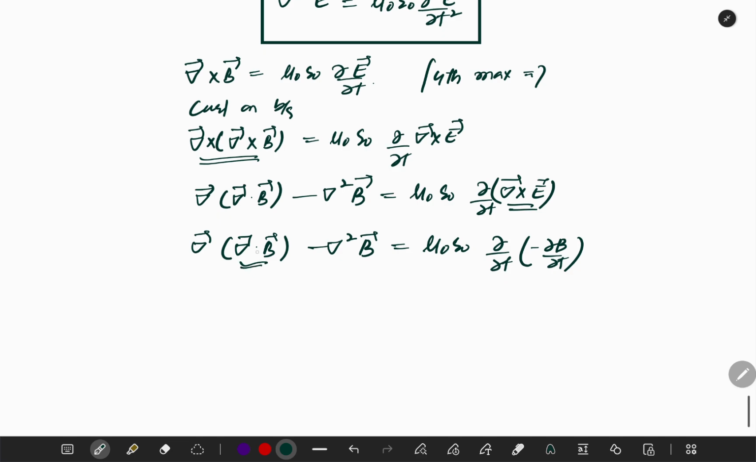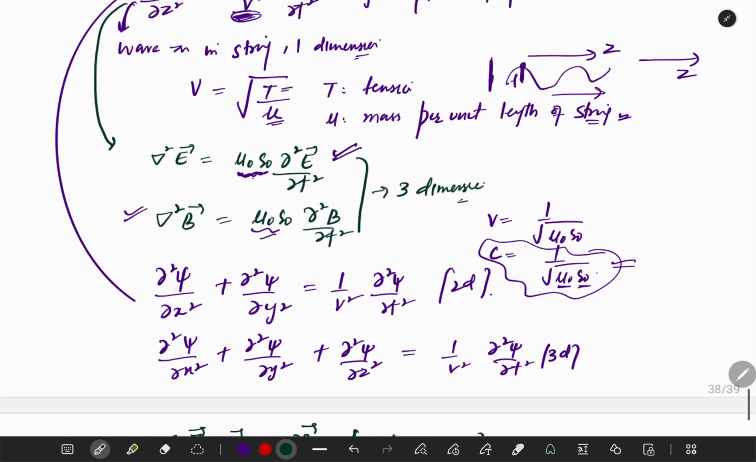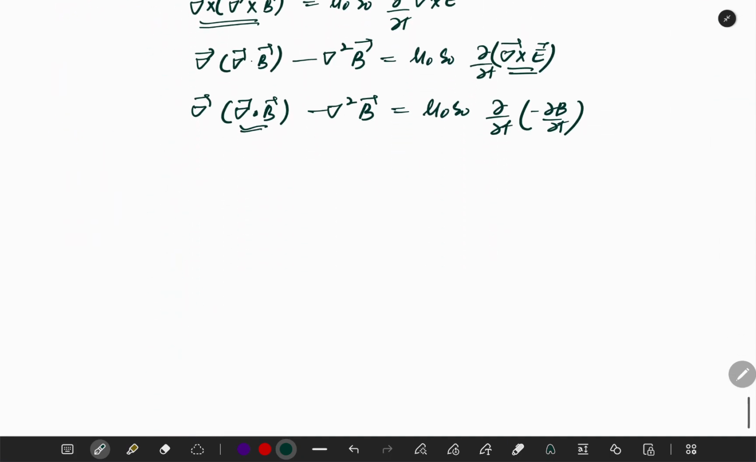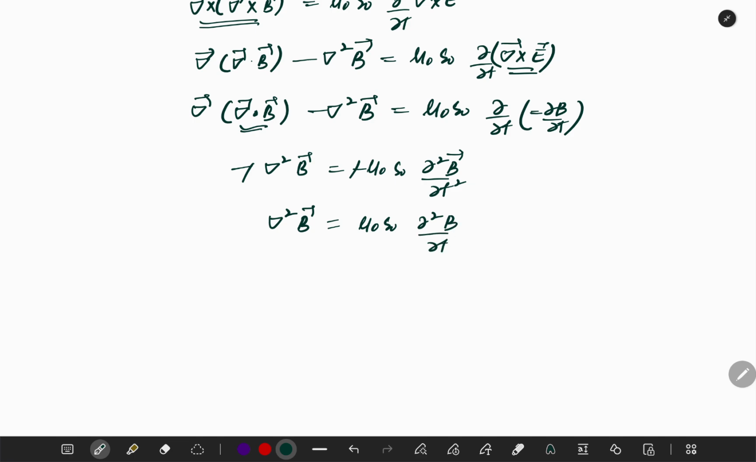And we know del dot of B is 0 because magnetic monopoles do not exist. So that term becomes 0 and there remains minus del square B equals minus mu 0 epsilon 0 dou square B by dou t square, and minus minus will go. So del square B equals mu 0 epsilon 0 dou square B by dou t square. This is the wave equation in terms of B.